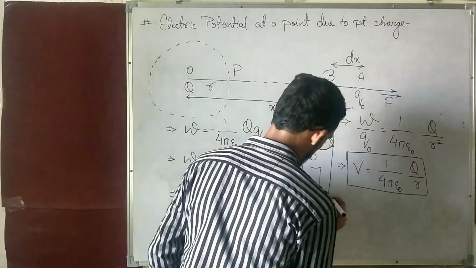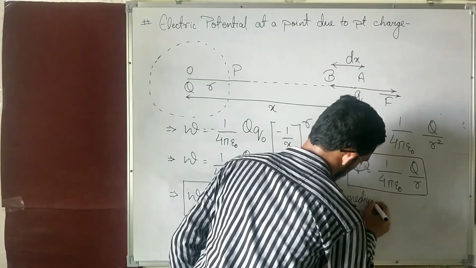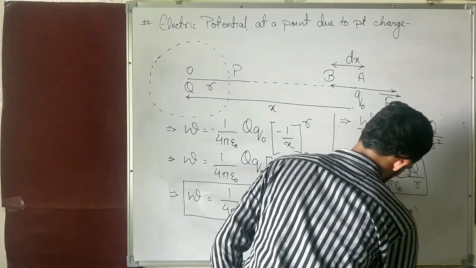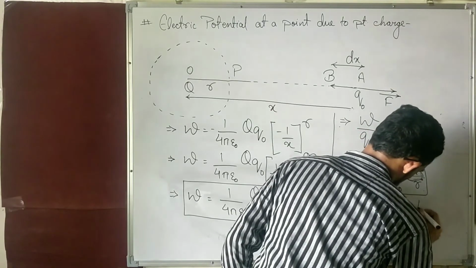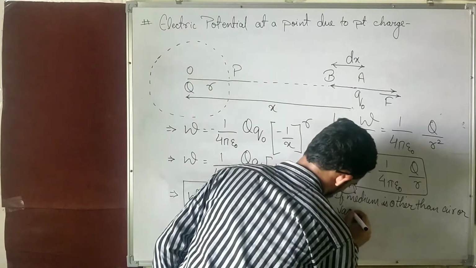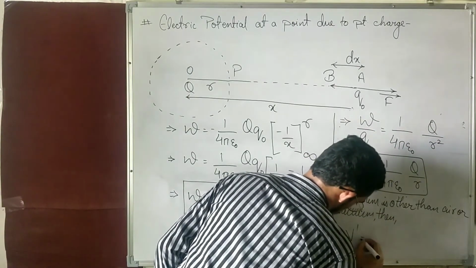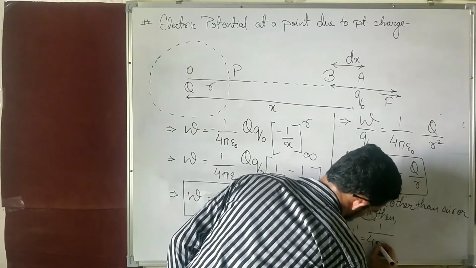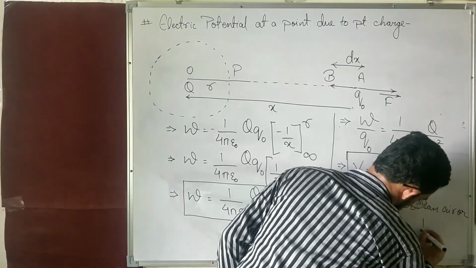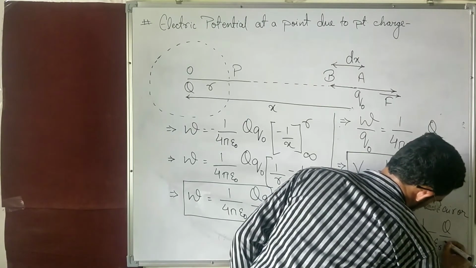And if the medium is other than air or vacuum, then the value of V, that is potential, will become equal to 1 upon 4 pi epsilon Q by r, or we can write it as 1 by 4 pi epsilon 0 epsilon r into Q by r.